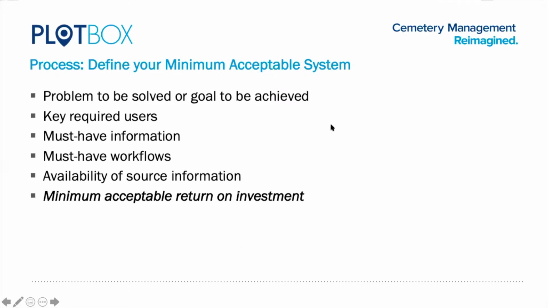In doing that, first thing to consider is, what is the real problem that we want to solve or the goal that we want to achieve? And really focus on it and try to be singular in that, focus on one big thing to start. Identify who your key required users are for this minimum acceptable system. Who are the people that absolutely need to have access to this information, that absolutely need to put information into this system? And then what is the must-have information that they need?